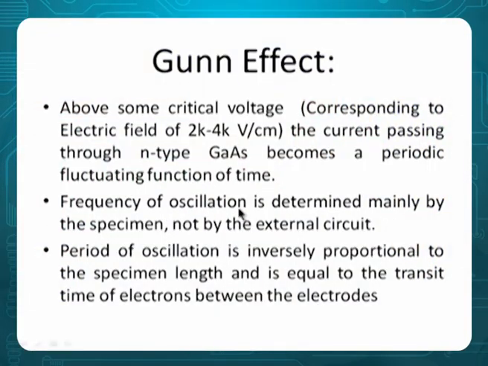The frequency of oscillation is determined mainly by the specimen, not by the external circuit. The period of oscillation is proportional to the specimen length and equal to the transit time of the electrons. This is what is meant by the Gunn effect here.